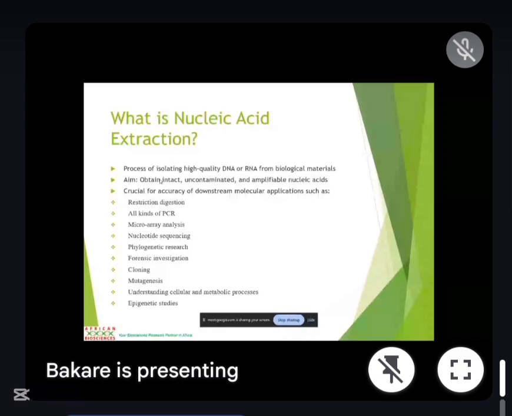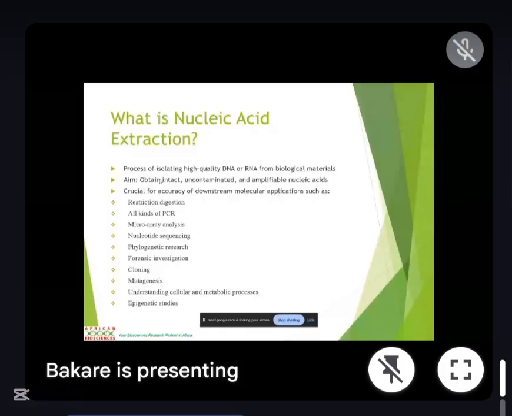So that's why whenever I'm trying to introduce or write my skills, nucleic acid extraction technique is number one on the list. Because in as much as it looks simple, it is still very important. In fact, it is the most important technique in molecular biology. It's very crucial for accuracy of downstream molecular applications such as your restriction digestion. Restriction digestion is when you use restriction enzymes to recognize and also to cut specific sequences. Before you can do that, you also need to extract your DNA, and it requires high quality and intact DNA.